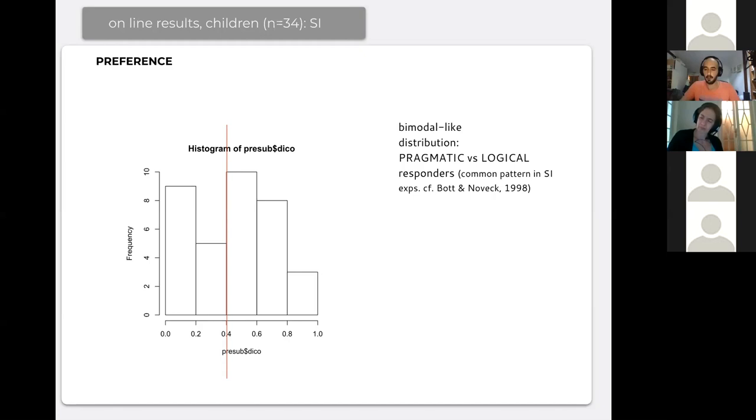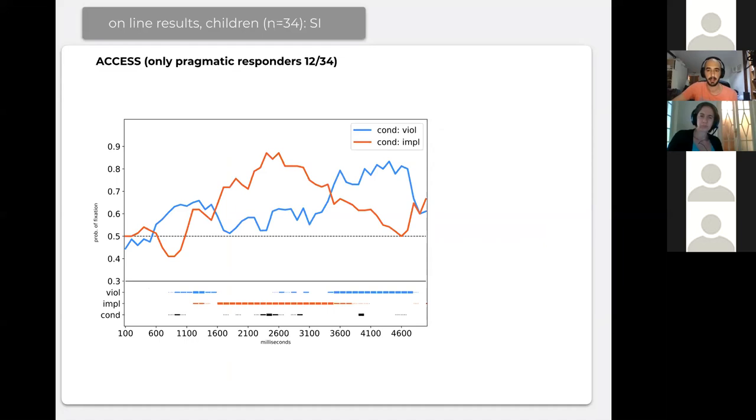So do pragmatic responders compute the implicatures on the fly? Do we see any sign of implicature computation? Here's the question that we are really interested in. And this is 12 out of 34 subjects, the strong pragmatic responders.